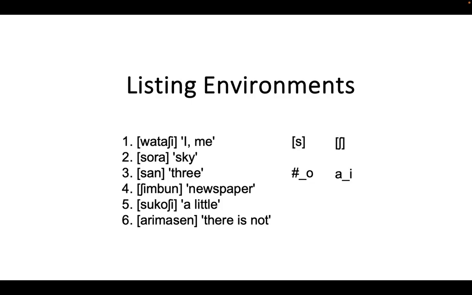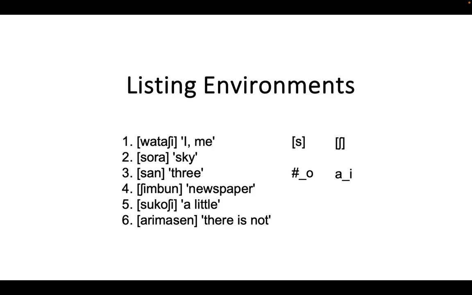So the next thing that we want to do is go through the word list and find every place where the sounds s or sh appear. And then we're going to make a list of all the environments where s appears and all the environments where sh appears. And when we talk about environments, that means the sounds that come immediately before and after the sound that we're looking at. So for example, in the first word, we find sh in between two vowels, a and e. So we're going to put that under the list of environments for sh.